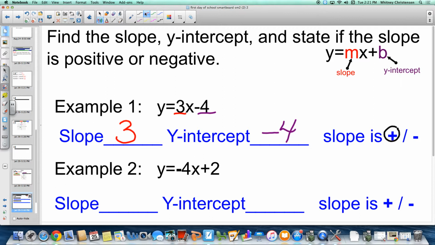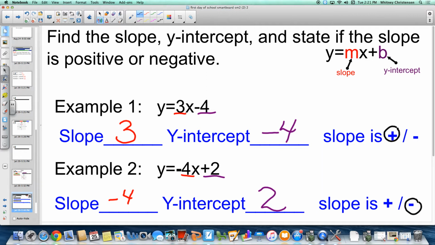What is my slope? 4. Negative 4. Negative 4. Very good. Does everybody see where once again the red lines up with the slope on my equation? Okay, let's go on. What's the y-intercept? 2. Positive 2. So I'm going to write 2. And is the slope positive or negative? Negative. It's negative, and you knew that because why? The slope's negative. The slope is negative. Very awesome. You guys are so smart.